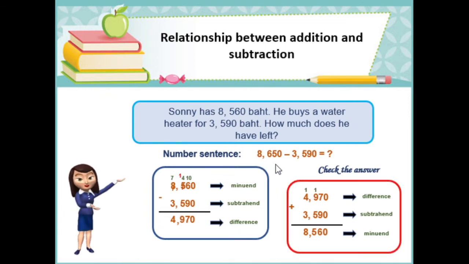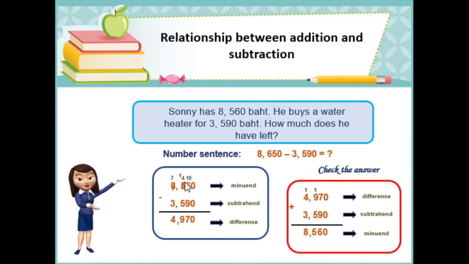Okay. Subtract 8,650 by 3,590. 0 minus 0 equals 0. 6 minus 9 cannot be because 6 is smaller than 9. So we need to regroup. Cancel 5. 5 becomes 4. And add 10. Now it's 10 plus 6 equals 16 minus 9 equals 7.